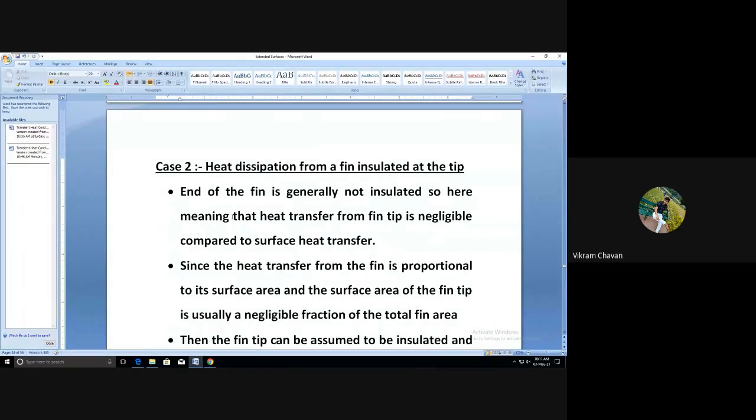Here the meaning is that heat transfer from the fin tip is negligible compared to surface heat transfer. Full stop. Next point.